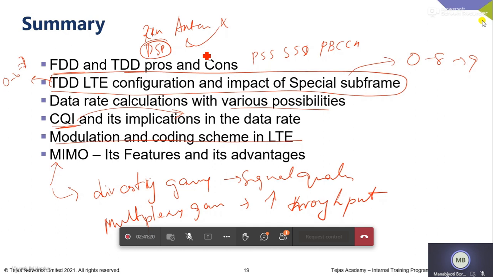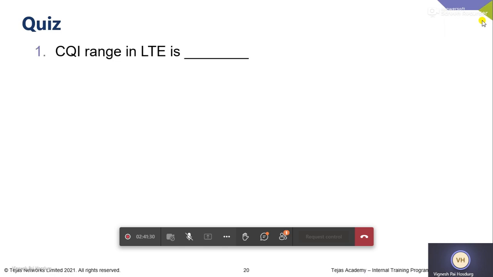Any other doubts? Can we move to the quiz? Okay, let's move to the quiz. Let's look at the first question. The CQI range in LTE is from... 0 to 9? No, 0 to 9 is about the special subframe, right? 0 to 8, totally 9.